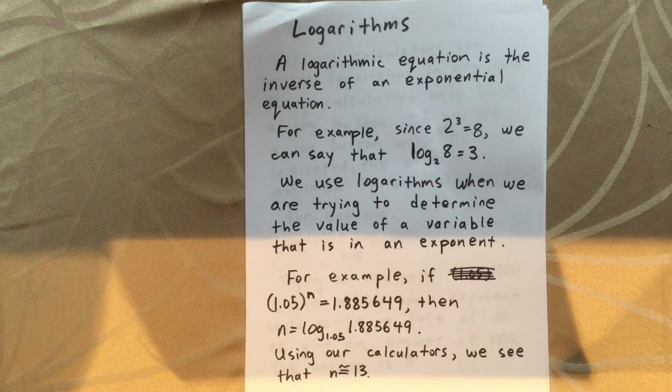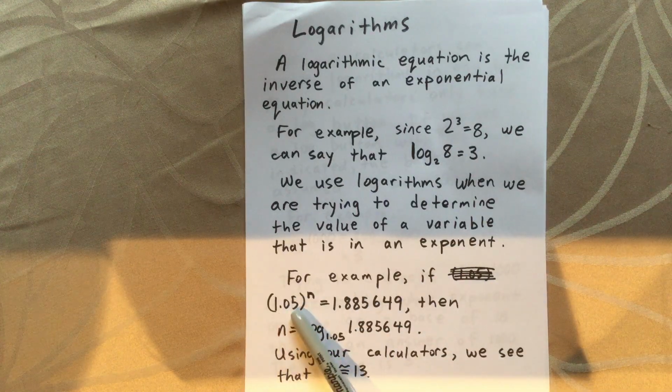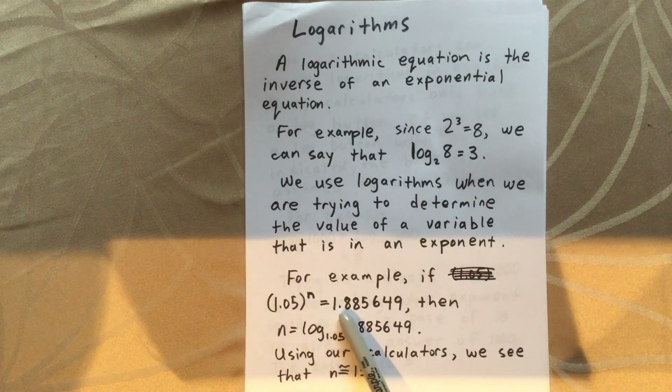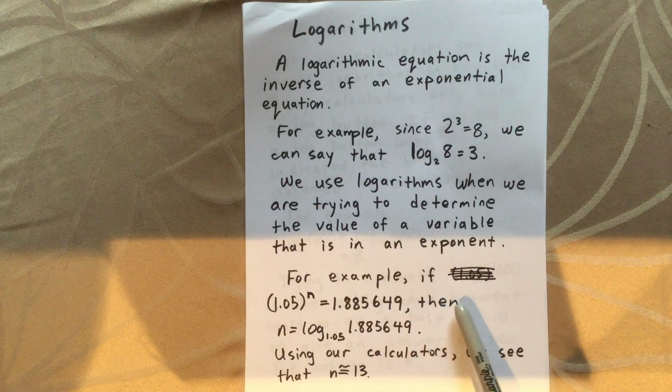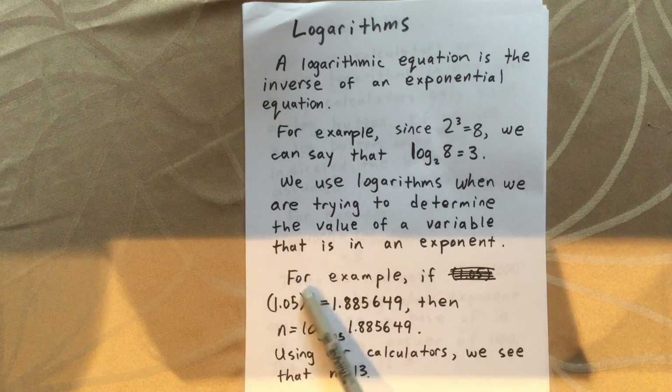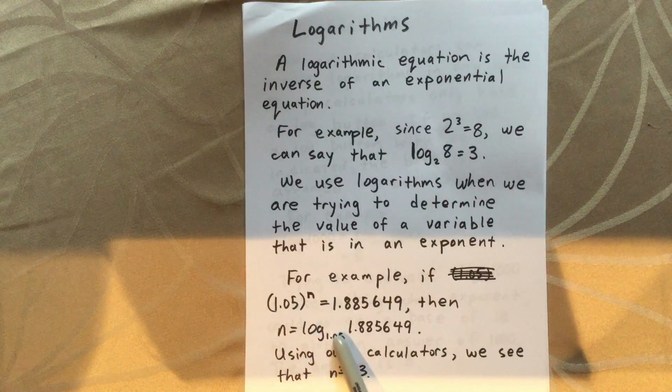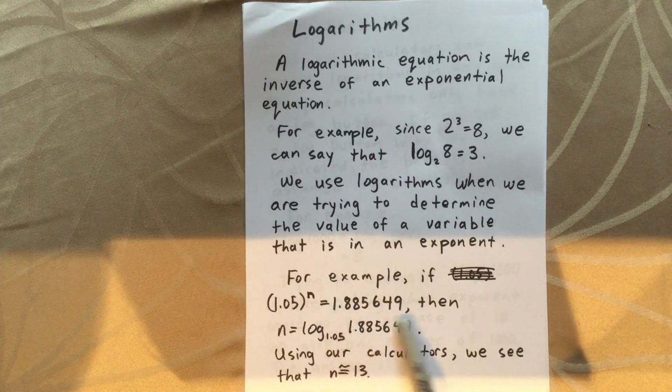We use logarithms when we're trying to determine the value of a variable that is in an exponent. So for example, if 1.05 to the exponent n is equal to 1.885649, then n, the exponent, must be equal to log base 1.05, the base of the exponent, of 1.885649. Using our calculators, we see that n is approximately equal to 13.